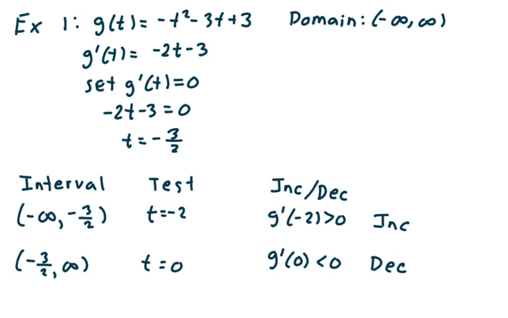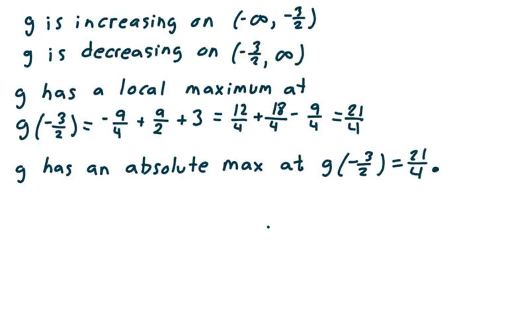It turns out that g prime of negative 2 is greater than 0, so g is increasing on the interval negative infinity to negative 3 halves. And then g prime of 0 is less than 0, and so the function g is decreasing on the interval negative 3 halves to infinity. And remember, when you go from increasing to decreasing, we have a max. And so therefore, g has a local maximum at g of negative 3 halves, which is equal to 21 over 4.